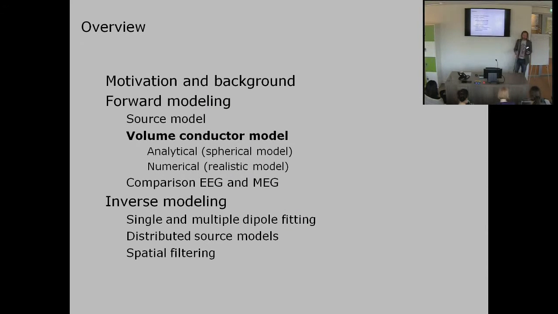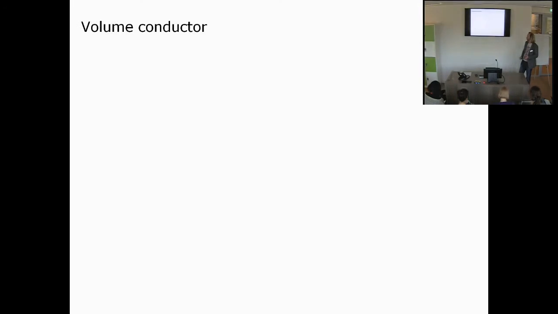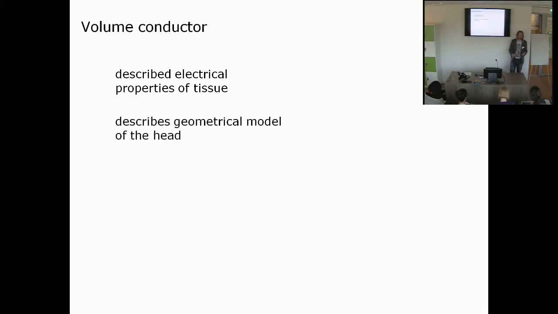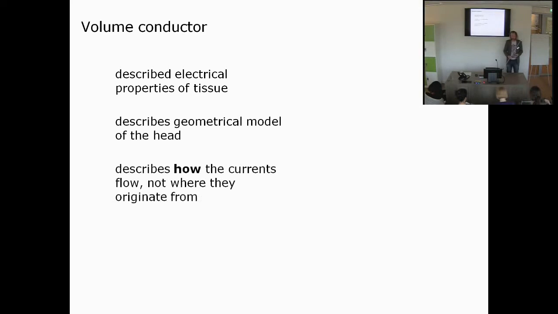Okay, so besides the sources, we also need a volume conductor. And for the volume conductor, we have different options. We can either take an analytical or numerical solution for the volume conduction model. The volume conduction model describes the electrical properties of the tissue. It also describes the geometry, like what shape the currents flow through. But important is that it describes how the currents flow, but not where they originate from. The currents originate from the sources, and the volume conduction model is basically just a passive conductive device.